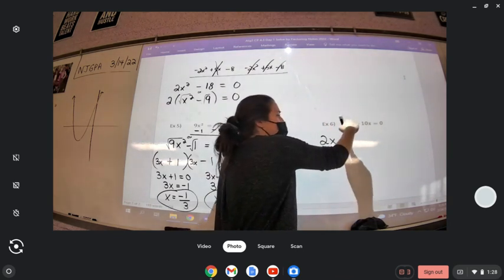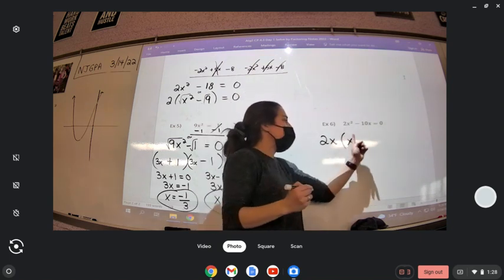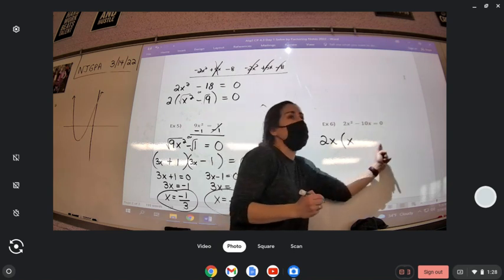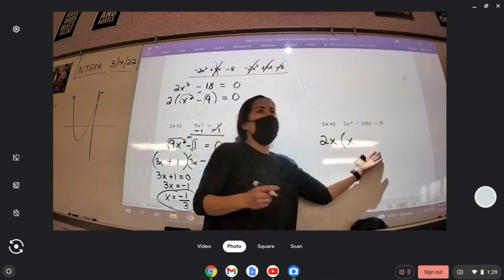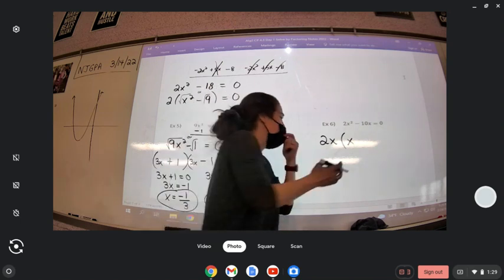2x times what gets you a 2x squared? X. So guys, do you notice? You didn't get a quadratic. You didn't get an x squared. This is going to be a linear expression. Once you have a linear expression, you're going to be able to set it equal to 0 and solve. It's not going to factor again. This is going to be beautiful.